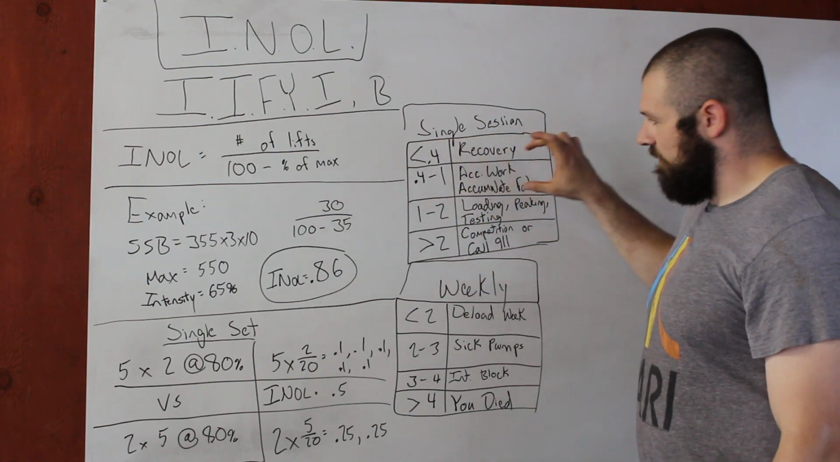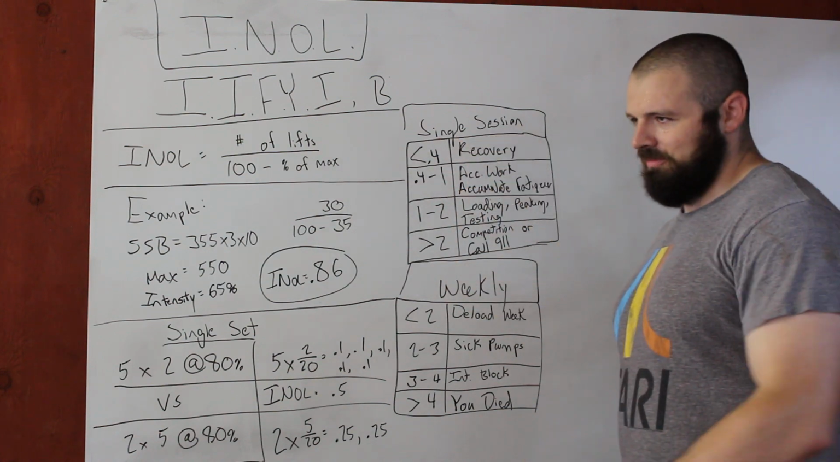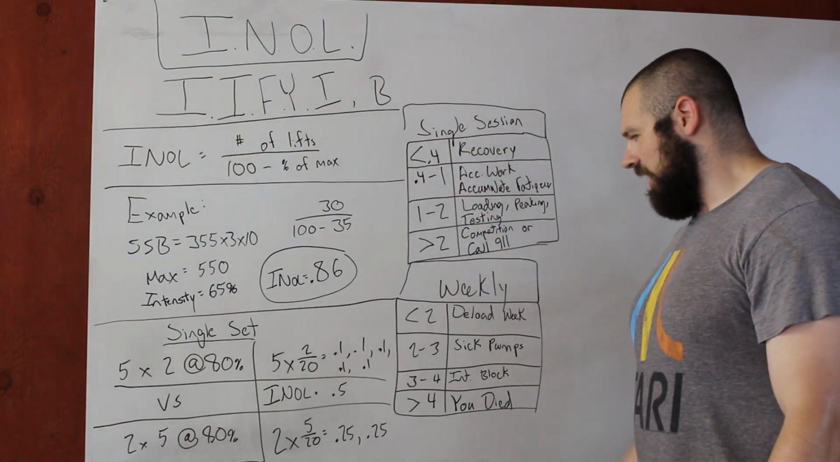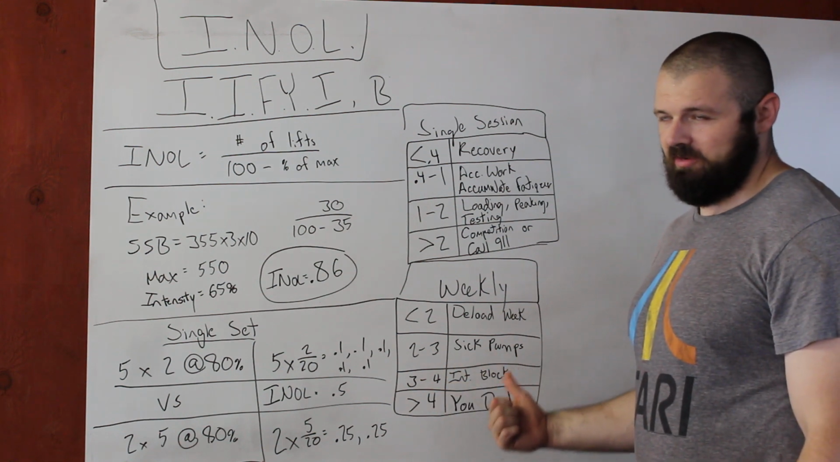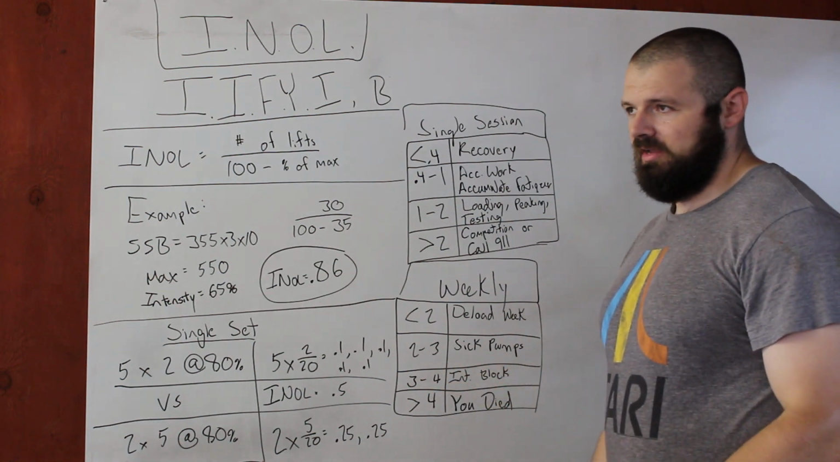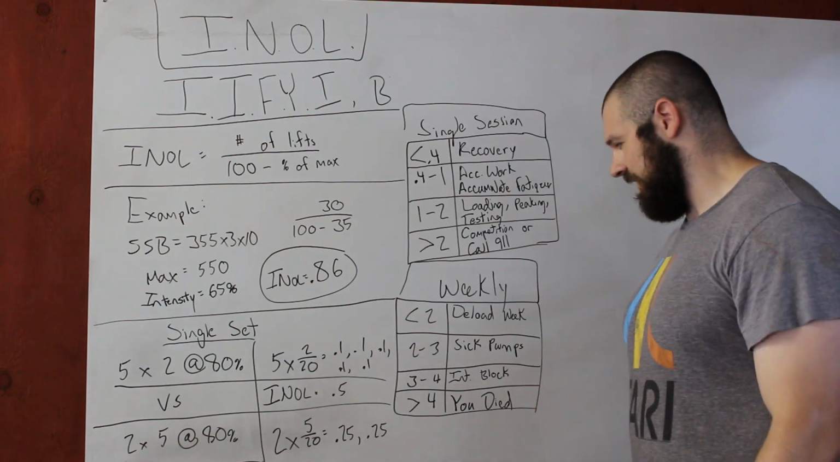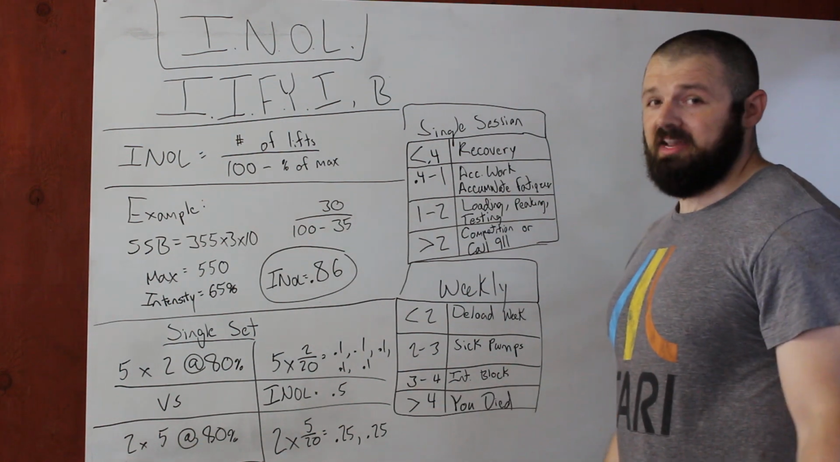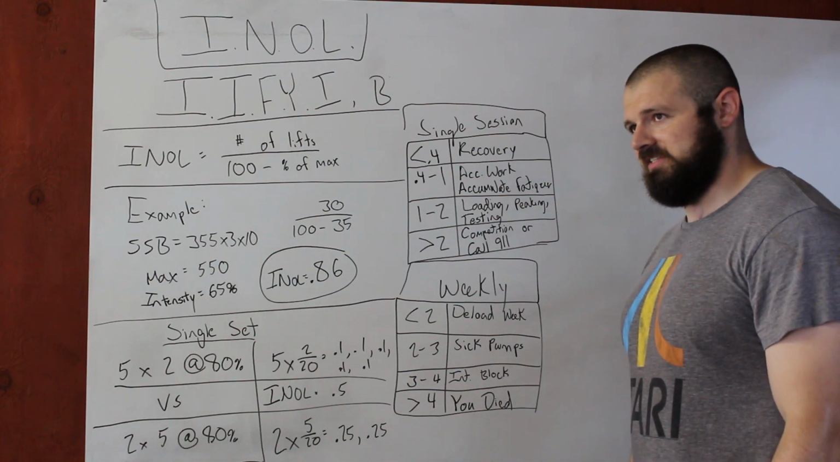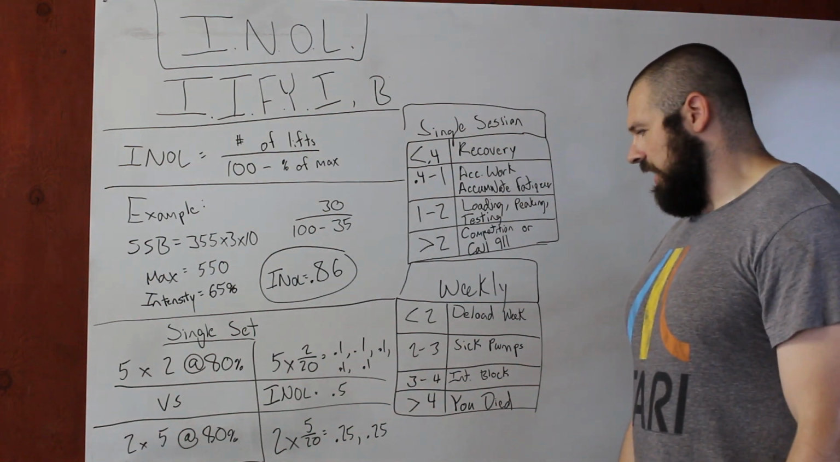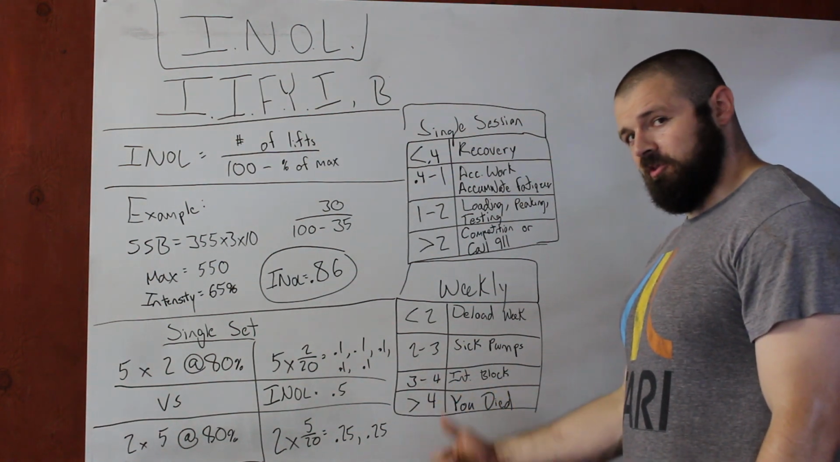2 to 3, again, falling in that second block there: accumulating fatigue, accessory work. You're getting sick pumps that week. You're probably in the initial phases of a volume block, maybe slowly transitioning up to an intensity block. 3 to 4, you're going nuts. You're doing lots of heavy stuff. You're getting ready for a meet. You can't really keep this up for too long.